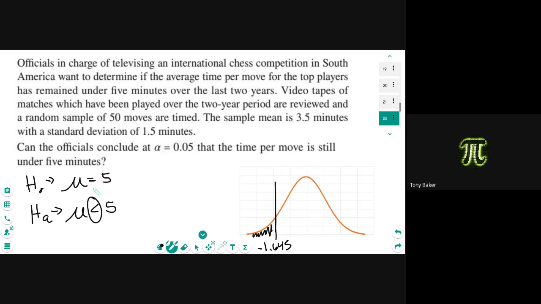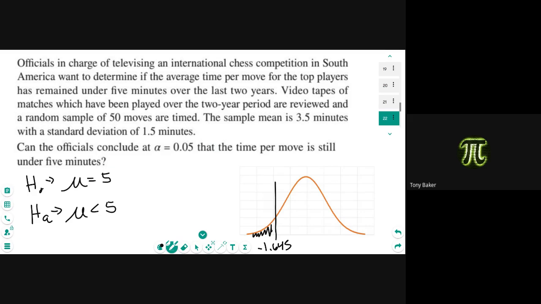If it was not equal to 5, we could do that, right? Not equals is two tail. Less than is one tail, left tail. Greater than is right tail.